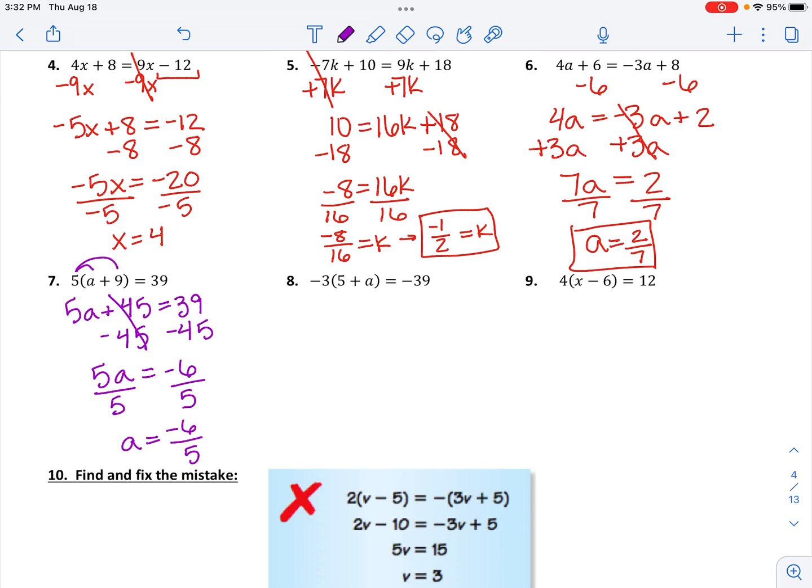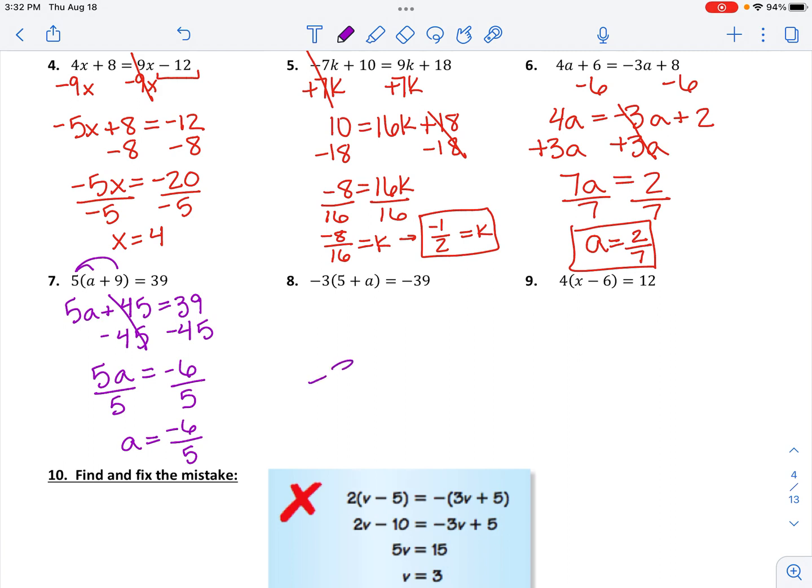All right. I'm going to show you a different way to do number 8. We could still distribute the -3 to both terms inside the parentheses and solve it like we did number 7. If you like that way, use that way, okay? For this one, though, this -3 in front of the parentheses will evenly go into this -39, okay?